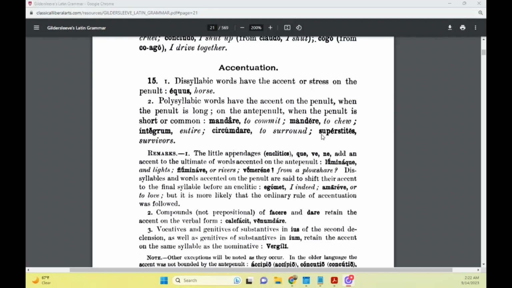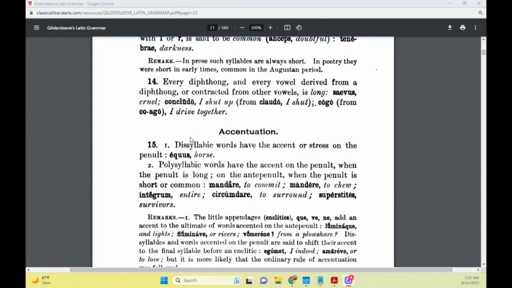Here we see superstites, 4 syllables. The penult is not marked as long here, therefore the antepenult is accented. Superstites. So we see the simple rule. If the penult is long, it's accented. If the penult is short or common, the antepenult is accented.